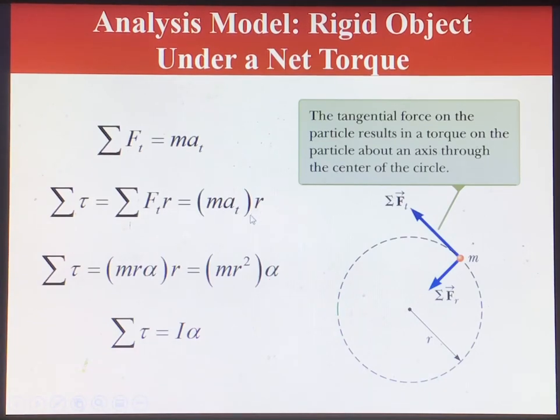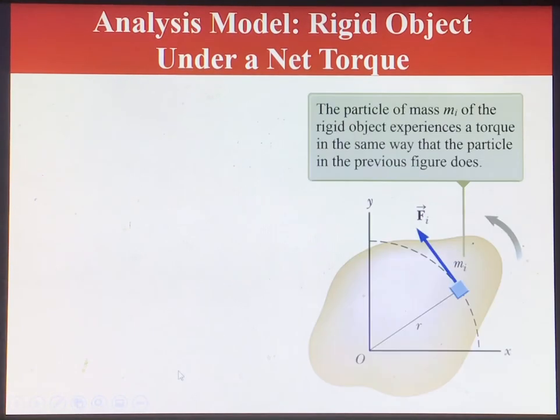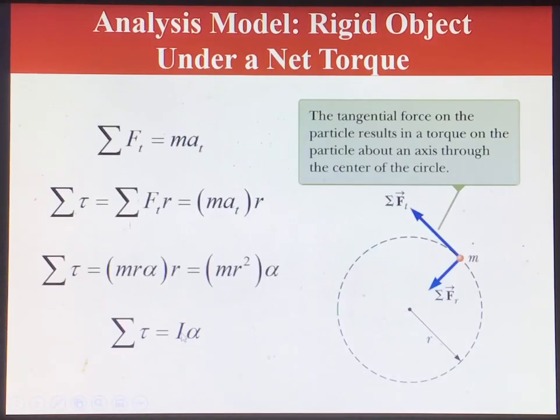Because we know that the tangential acceleration is given by r times alpha, if you substitute all this, we can write the sum of all the torque as m r squared times alpha, which we can also rewrite as I alpha, where I is a quantity given by m r squared. It's called the moment of inertia. We're going to talk a little bit more about this.